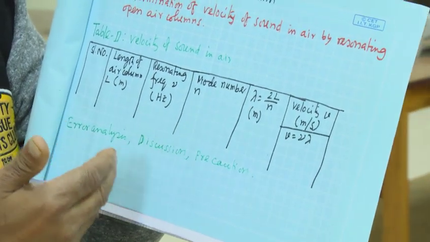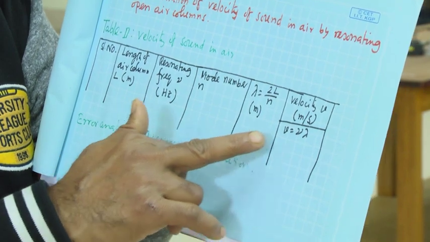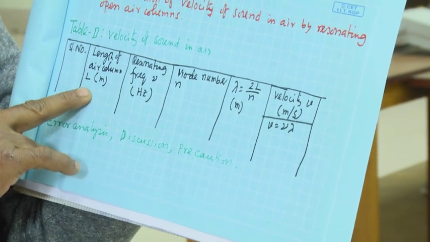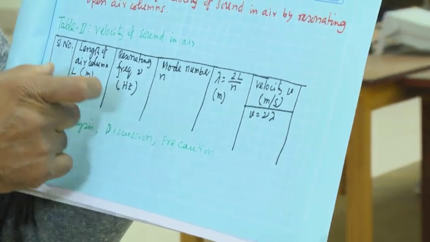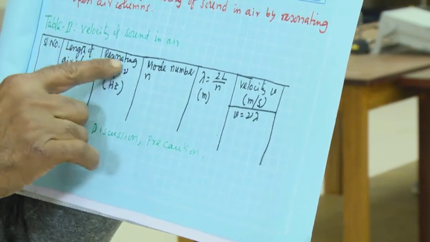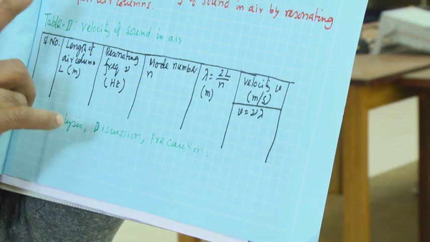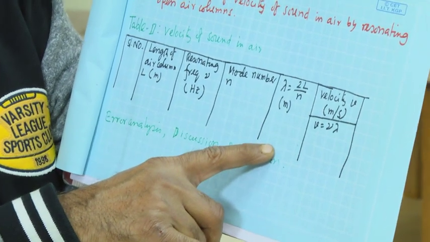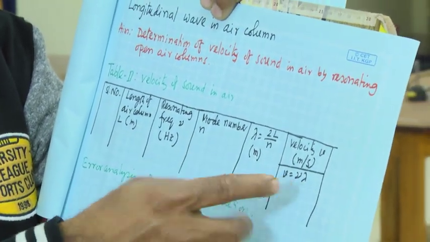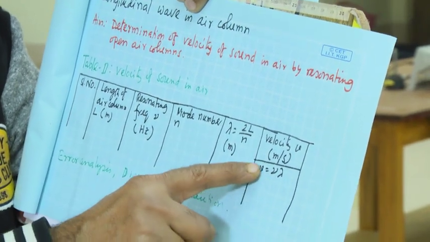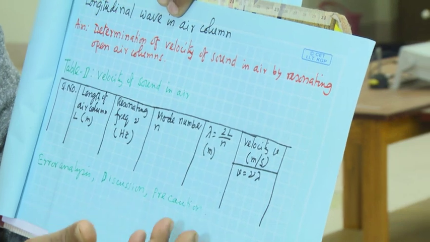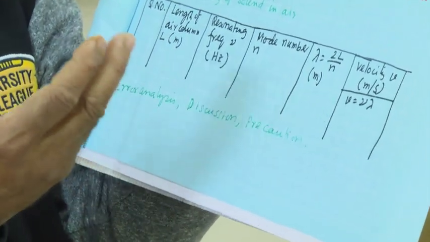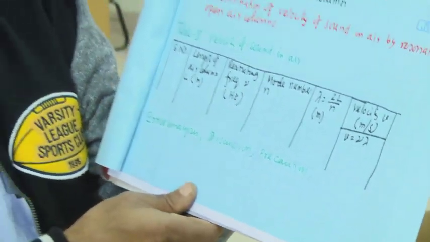So what I have to do, I only have to find out the frequency nu, and for that frequency, the resonating length of the air column. At least we'll use 4 to 5 different frequencies, and for those, the different lengths and then different wavelengths lambda. For each frequency we get the wavelength, and we can calculate the velocity. Then we'll take the average velocity of all 5 data, okay? After that, error analysis, discussion, precaution, the standard things you have to do.